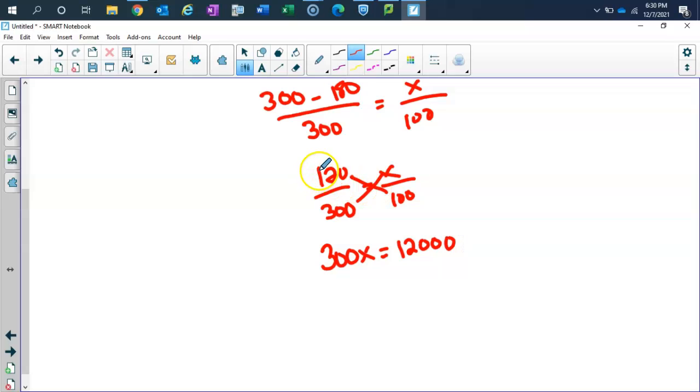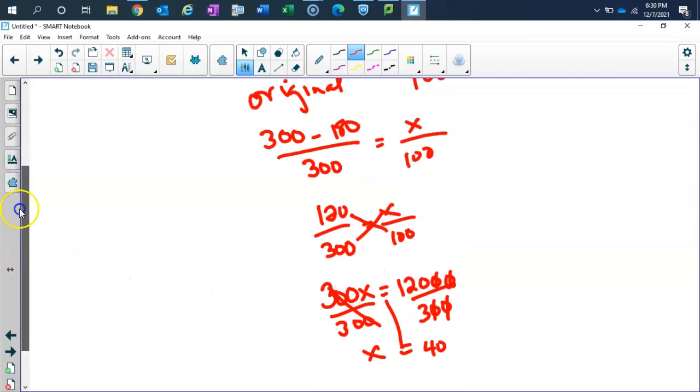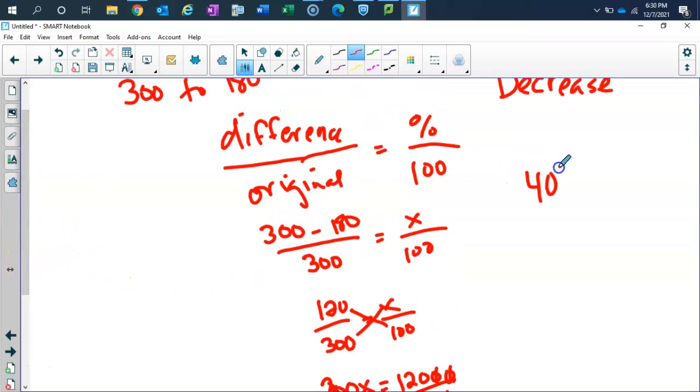That's a mental math problem because 1 times 120 is 120. We add 2 zeros. Divide both sides by 300. And I get x is, and again, this can be a mental math problem, I can cross off 2 zeros off of each of them. 120 divided by 3 is 40. So our answer is a 40% decrease.